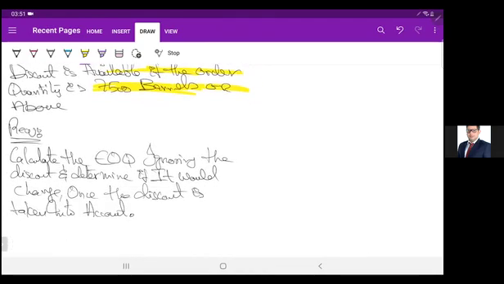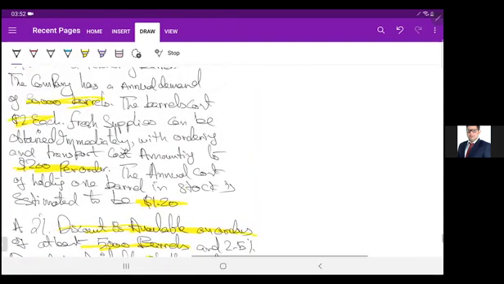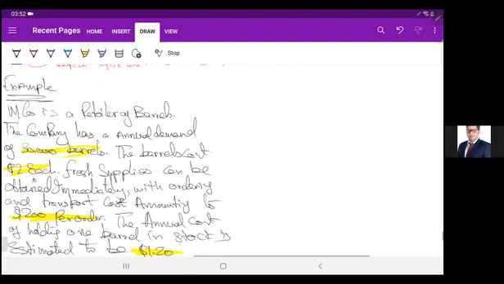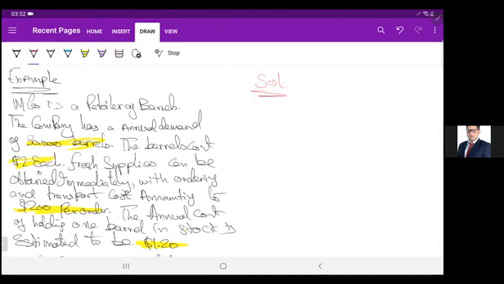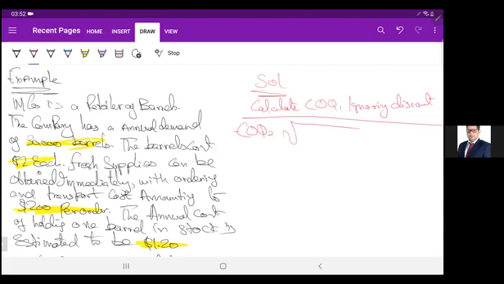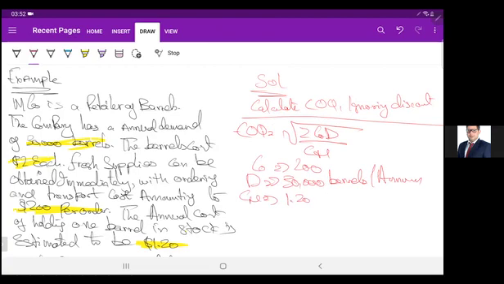Requirement is calculate the EOQ ignoring the discount and determine if it would change once the discount is taken into account or not. So, as I told you, what we will do, firstly, calculate EOQ ignoring discount. So, EOQ is equal to under root 2 C naught D divided by CH. C naught over here is 200, demand 30,000 barrels per annum. Holding cost $1.20 per barrel per annum.